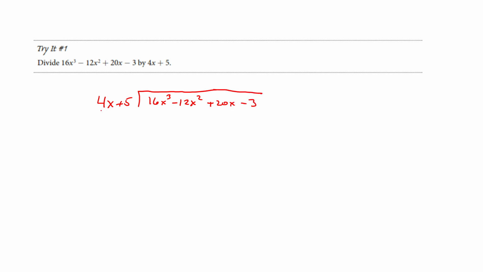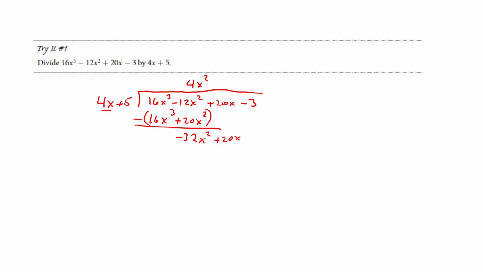Okay, we need to turn this first one into 16x to the third, and the way I would do that is 4x squared. This times this, 16x to the third. Now I got to do it times both, so 4x squared times 5 gets me 20x squared. Checking for my leftovers, this is gone now. It's really a minus 16. This is now negative 20. So I have negative 32x squared. Bring down the next one.